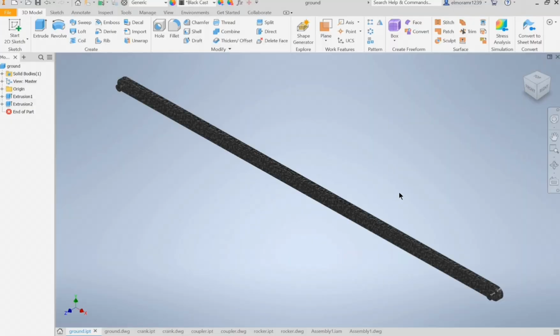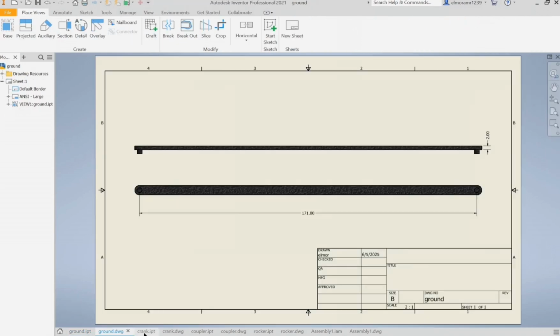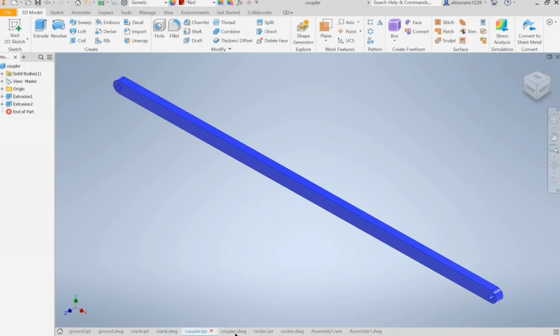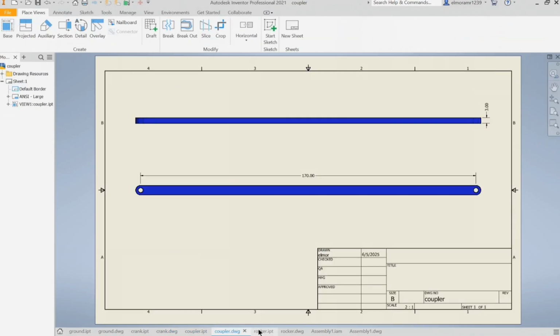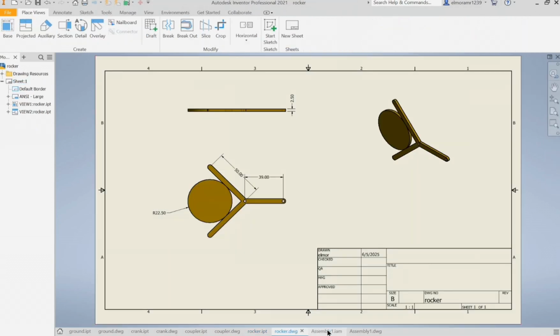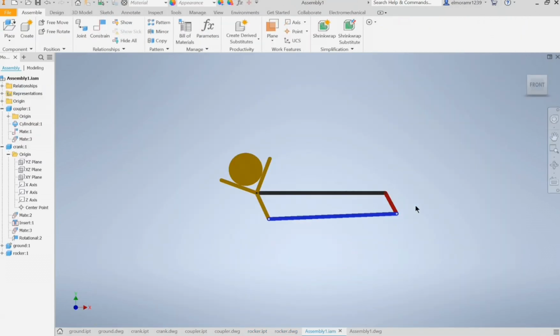This is the first part, which is the ground or frame, and here is its 2D dimension. Here is the crank and also its 2D dimension. Here is the coupler and its 2D dimension. And here is the rocker attached to the V-link and also their dimensions. And here is the assembly.